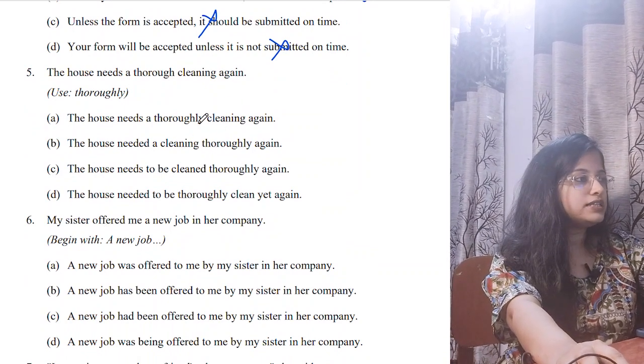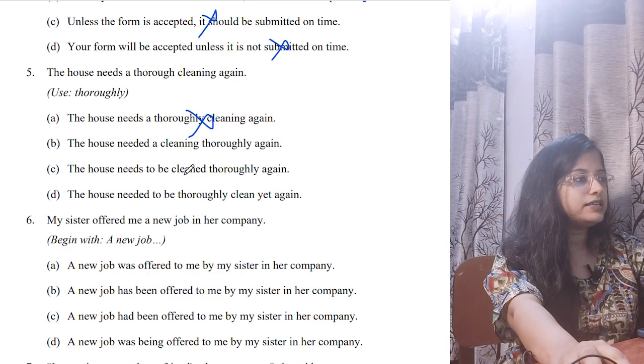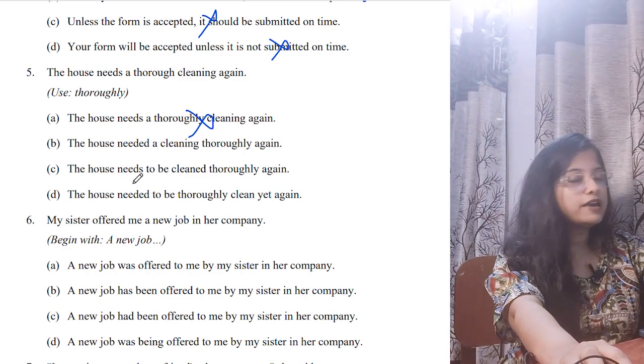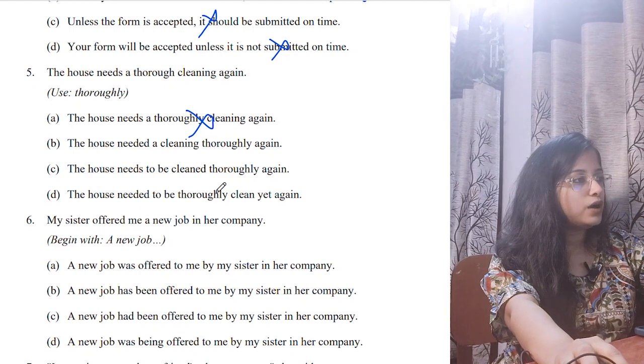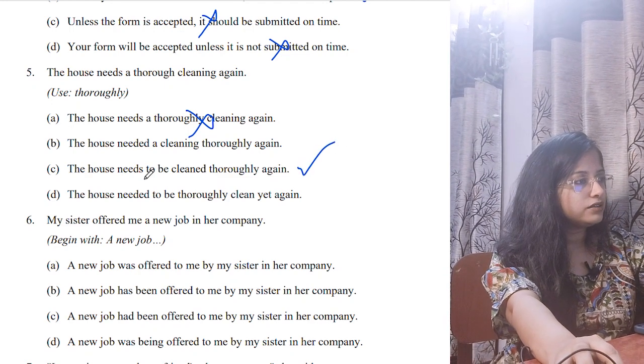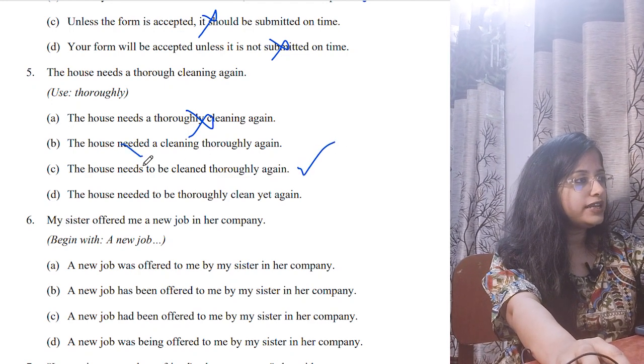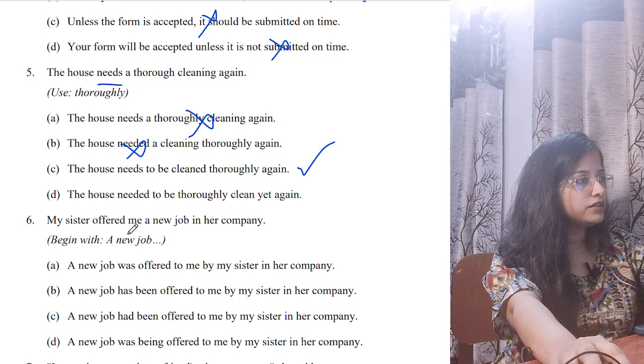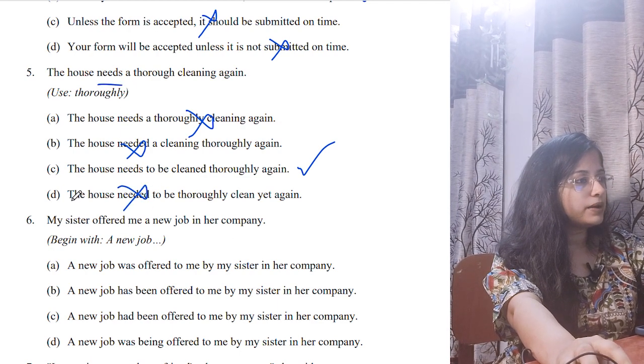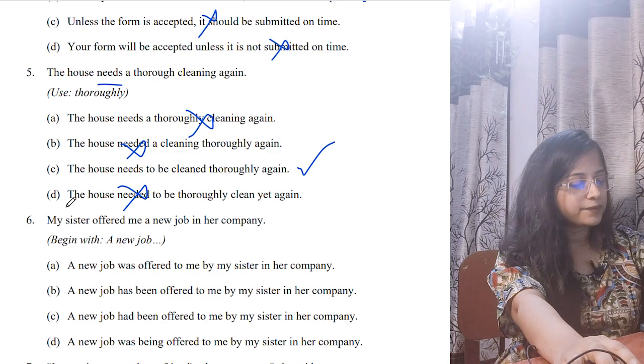Use thoroughly. The house needs a thoroughly cleaning. No. Thoroughly is an adverb. So you have to use it like an adverb. The house needs to be cleaned thoroughly. Again, the house needed. Why needed? It is written in present tense over here, so it is incorrect. The house needed is again past. So option number C is correct.